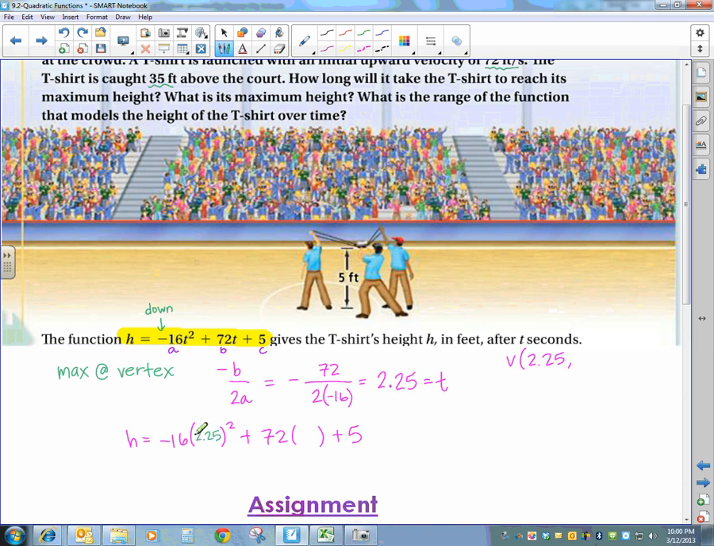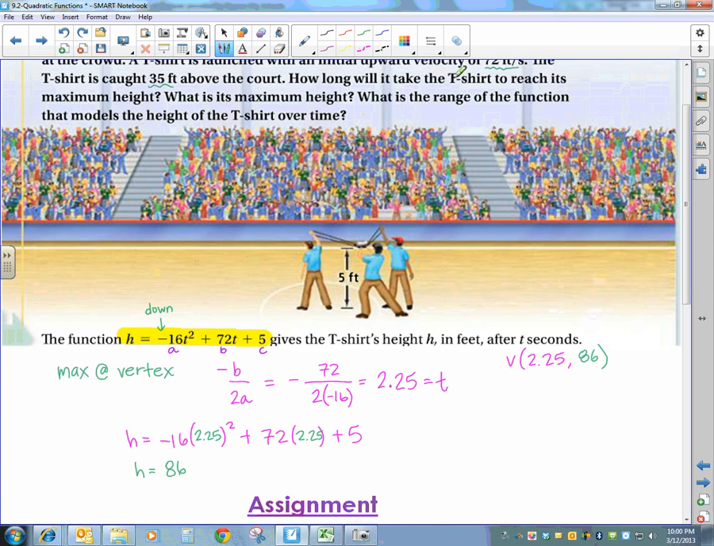So now what am I going to plug in for t? 2.25. So we're going to put that in the calculator just like we see it. And you're going to find out that h equals 86. So that is the y-coordinate of my vertex. Or in this case, they have t and h. So my points are t and h.